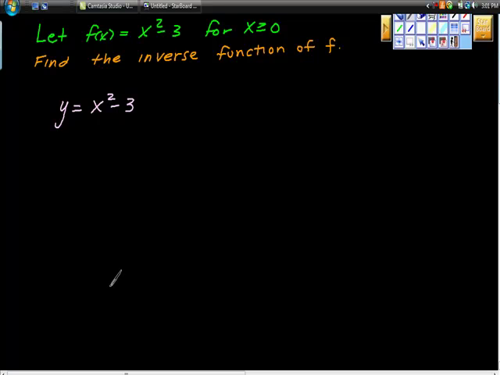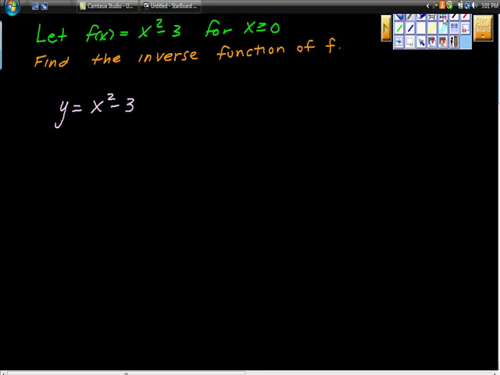So we're talking about inverse functions today in class, and we started to look at this problem. It says let f of x equal x squared minus 3 for x greater than or equal to 0, and we're asked to find the inverse of f. We started out by switching out of Euler's notation, otherwise known as function notation. So this f of x just changes out to y.